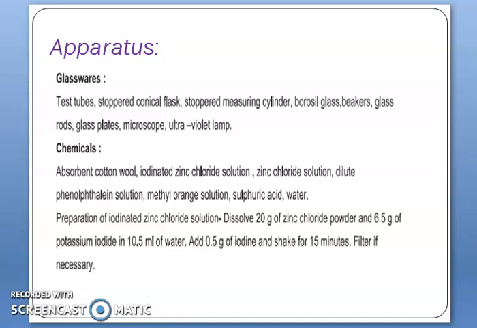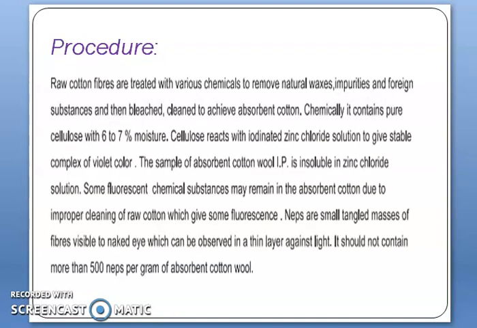Then preparation of iodinated zinc chloride solution. The procedure for this is, first we dissolve 20 gram of zinc chloride powder and 6.5 gram of potassium iodide in 10.5 ml of water. Add 0.5 gram of iodine and shake for 15 minutes. Filter if necessary. Then we go to the procedure.